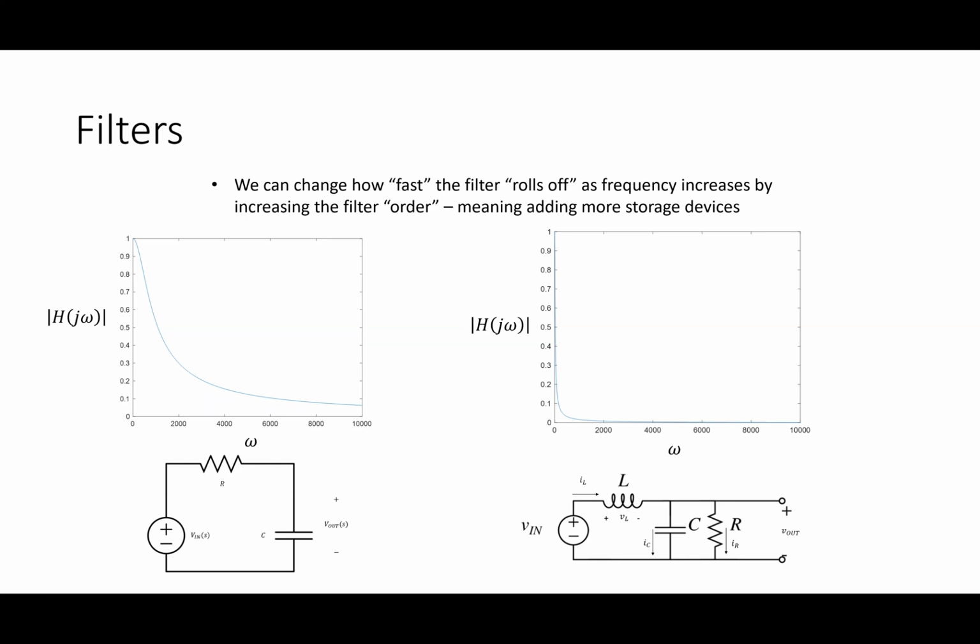What I see is that the one on the right rolls off faster. That's the brick wall. Well, I'll never have a brick wall, but that looks closer to my brick wall, doesn't it? The one on the right. The reason is because it's second order. If I have a second order circuit, it falls off faster. If I have a third order circuit, it falls off faster still. Fourth order, faster still.